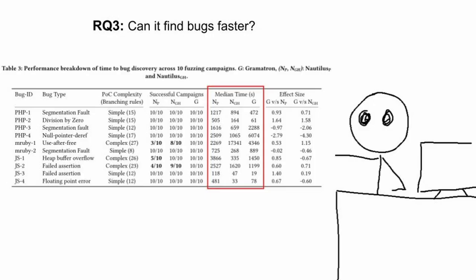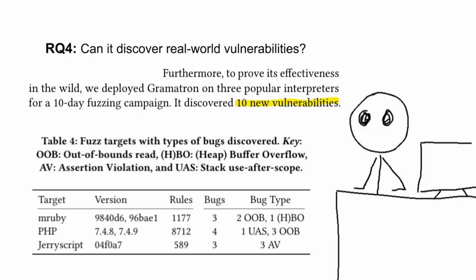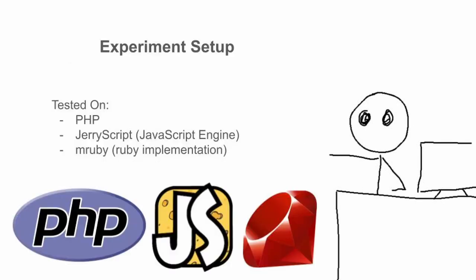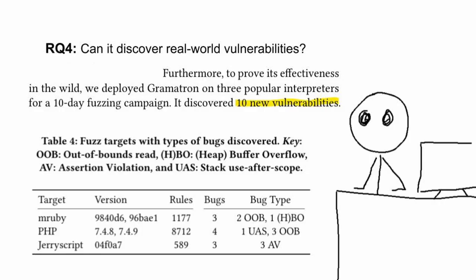Alright, and finally, the last question: can it discover real-world vulnerabilities? To test this, the researchers ran a 10-day fuzzing campaign with the targets of mruby, PHP, and JavaScript once again. They found 10 new vulnerabilities, as seen in the table below. These are new undiscovered bugs that no one had found before, thus showing the ability of the fuzzer to work in a real-world context on real software.